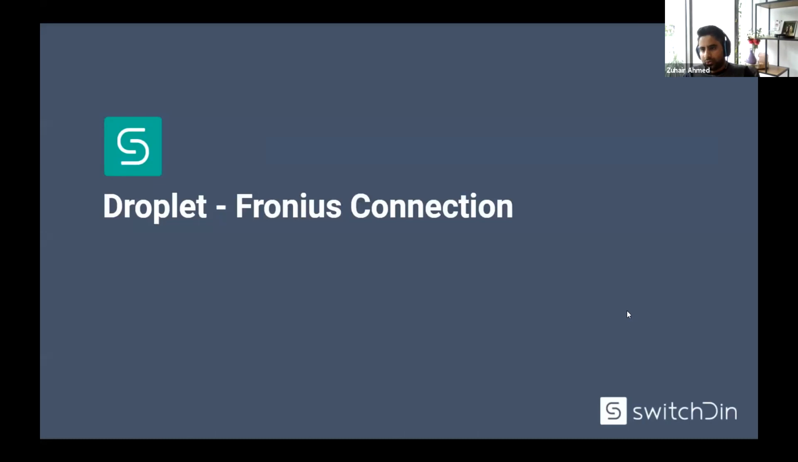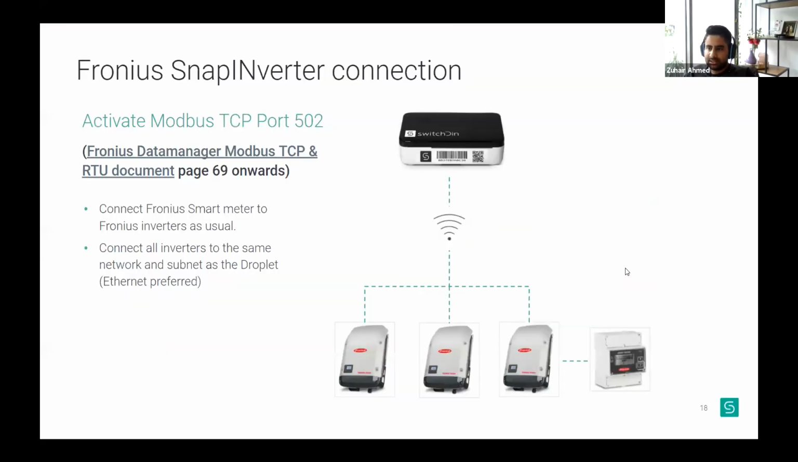All right, let's go towards the physical device connections between the inverter and the Droplet. Here we have the Fronius Snap inverter connection, an example of how we can connect different inverters. We need to make sure that Modbus TCP is enabled on Fronius inverters. That's the protocol Droplet uses to talk to the inverters and the power meter. It's default port 502. I'll go into the details of how a user can enable that. So an example here, we have 3 Fronius inverters all connected to the same network as the Droplet. It could be either wired or wireless.